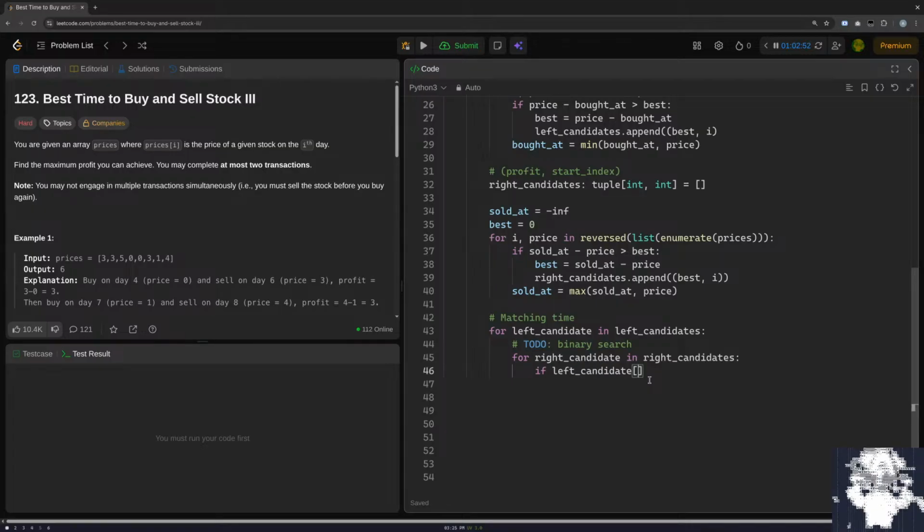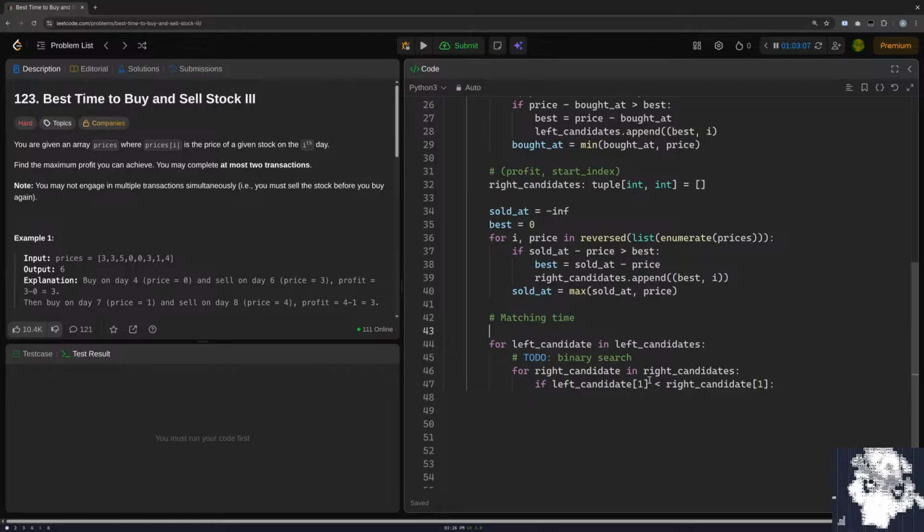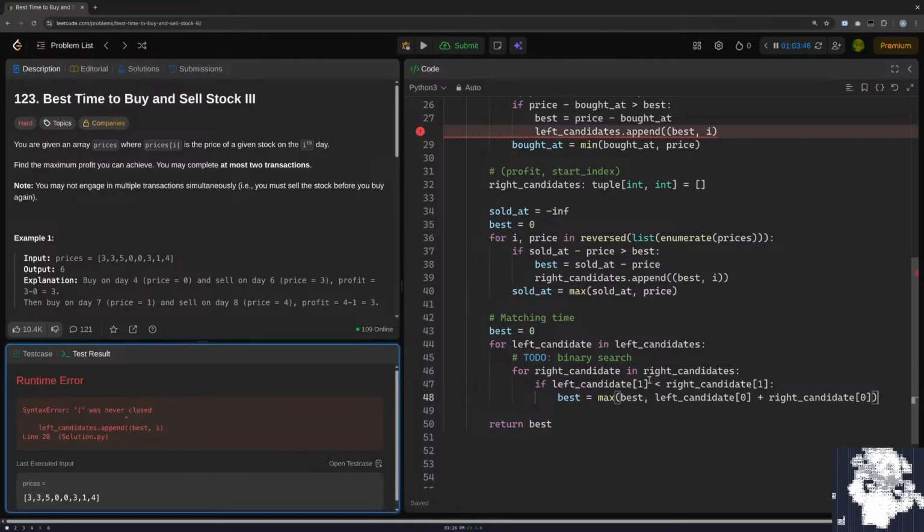If left candidate index, so at 1, ends before the next one starts, less than right candidate index, then best equals best, the max of best and the total profit, which is left candidate at 0 plus right candidate at 0. So does that even give the right answer? Because we've written a lot of code.